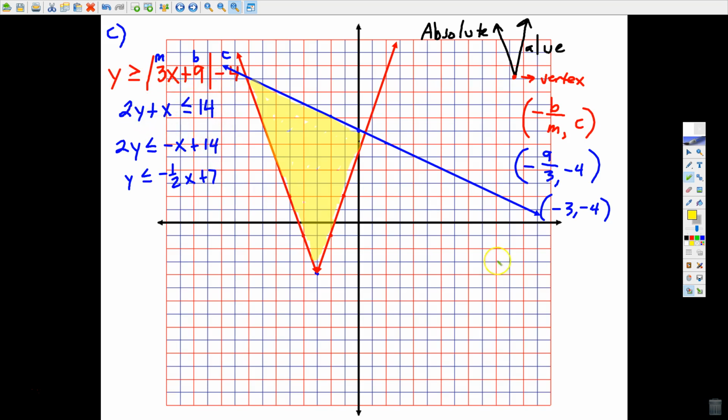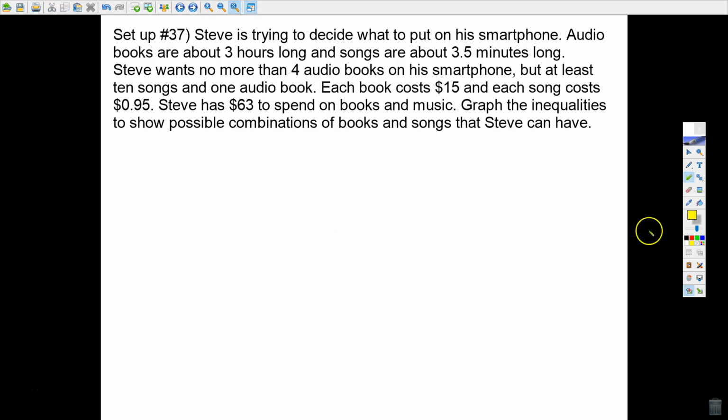one regular linear inequality. Okay, I thought I would set you up with this one, and this will wrap up the lesson. I thought I would just give you the inequality and then see if you can take it from there, and we'll see in class how you did with it. All right, so this guy Steve, he's trying to decide what to put on his smartphone. It's either going to be audiobooks or songs.